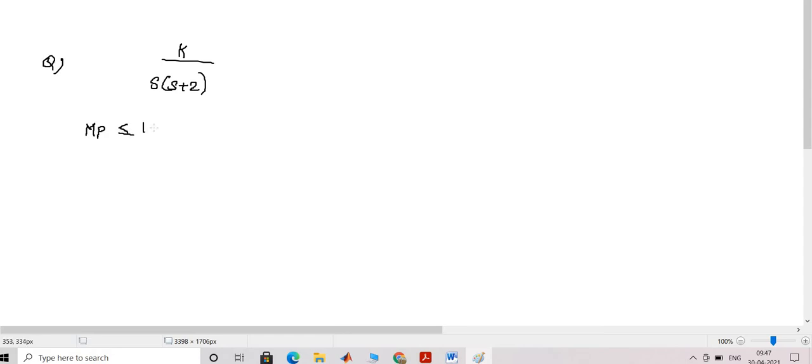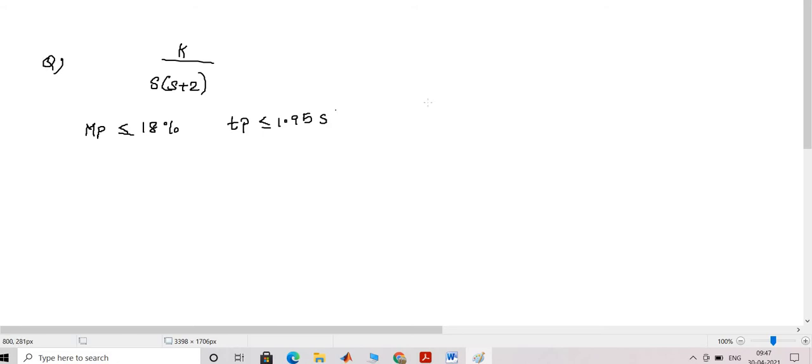Peak overshoot should be less than or equal to 18%. Then peak time Tp should be less than or equal to 1.95 second. This is our design specification. We have to design a suitable compensator using the time domain approach.